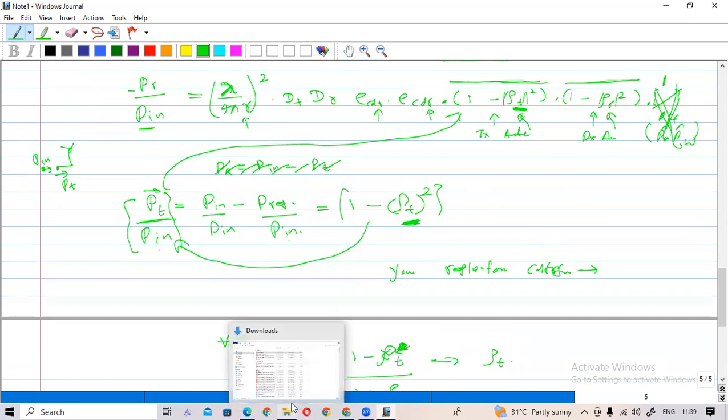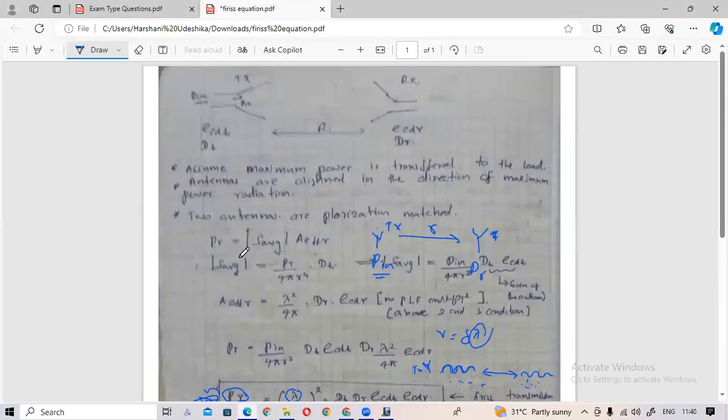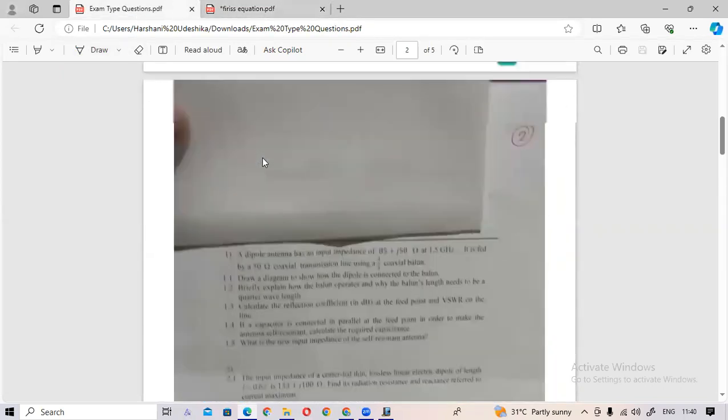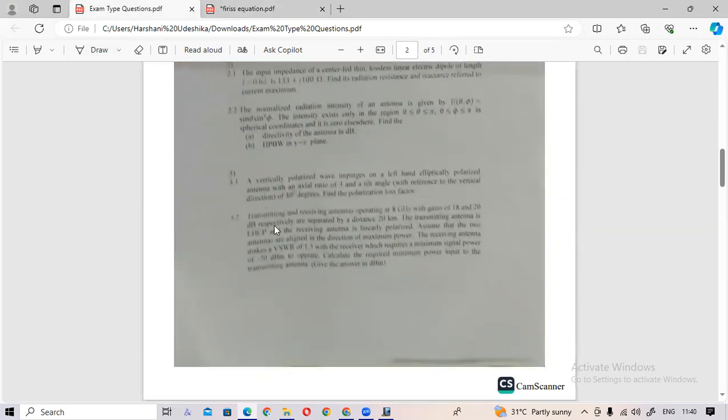As I can remember, one example is there, using the Friis equation, and the answer is also provided. That is this one. This question, this part, so this kind of question will come in the exam also.